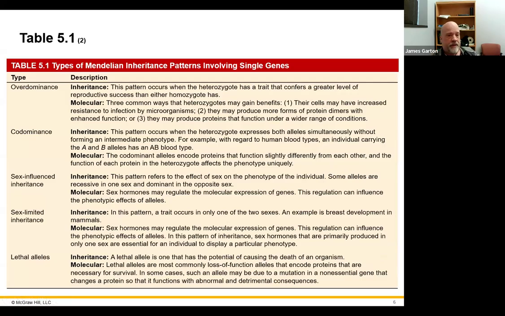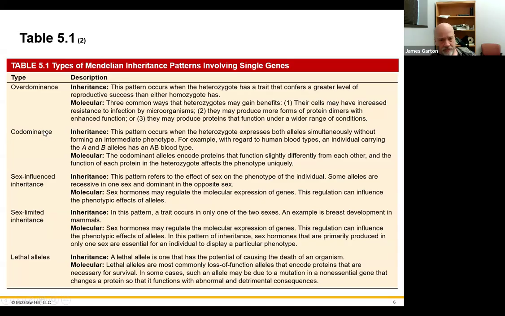And then you have an example of overdominance, which is kind of unusual. In overdominance, the heterozygote has phenotypic traits that offer more reproductive success than either homozygote has. There are at least three possibilities that can explain that, and they get discussed in a little bit.